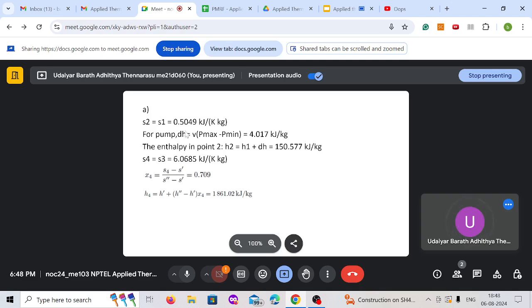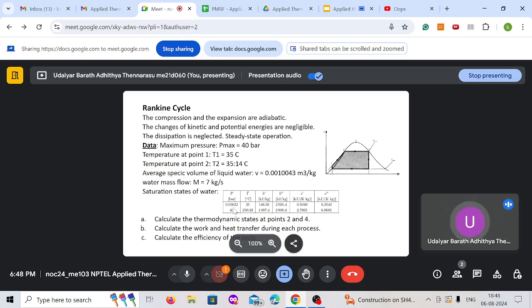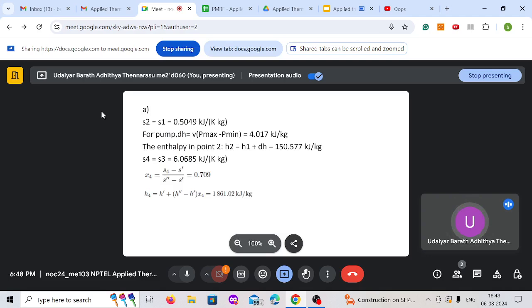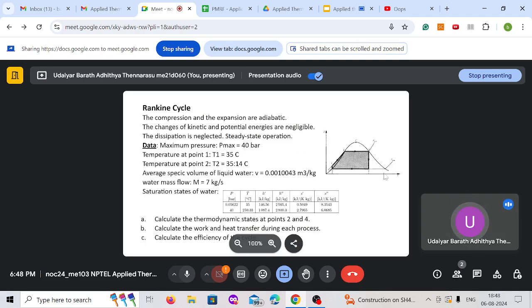So your specific volume is given, and maximum and minimum pressures are known, 40 and 0.05622. So substituting that, we will find out the enthalpy change across the pump is 4.017 kilojoule per kg. So from this you can find out the enthalpy at exit. So H2 is H1 plus dH, which will come out to be 150.577 kilojoule per kg. H1 is nothing but the saturated liquid enthalpy, which is 146.56.